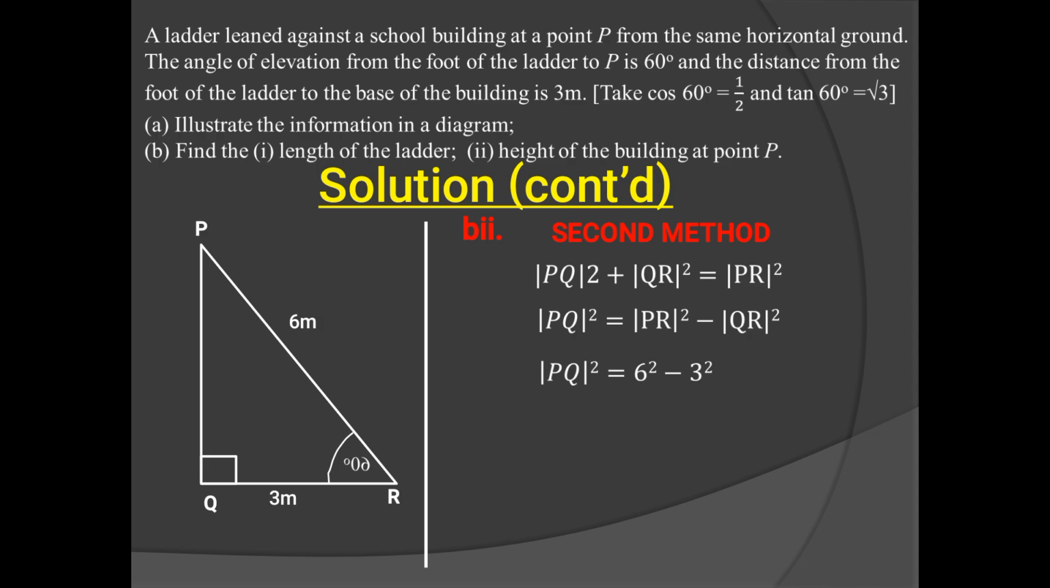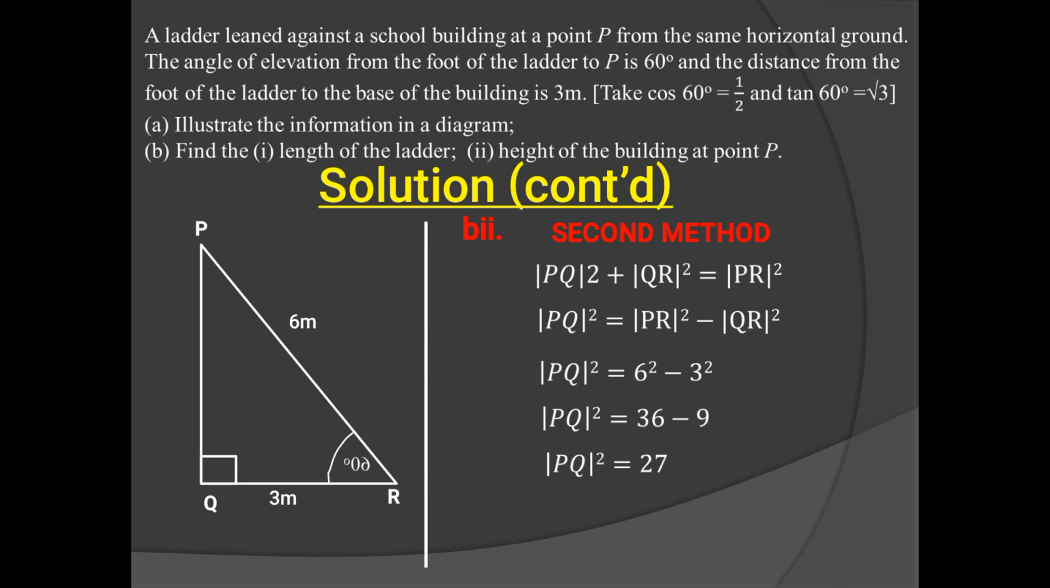Then we put the figures there. So line PQ squared equals 6 squared, because PR is 6, minus QR squared, where QR is 3, so 3 squared. 6 squared means 6 times 6, it's not 6 times 2. And 3 squared means 3 times 3, not 3 times 2. So 6 squared is 36, 3 squared is 9. 36 minus 9 gives us 27.